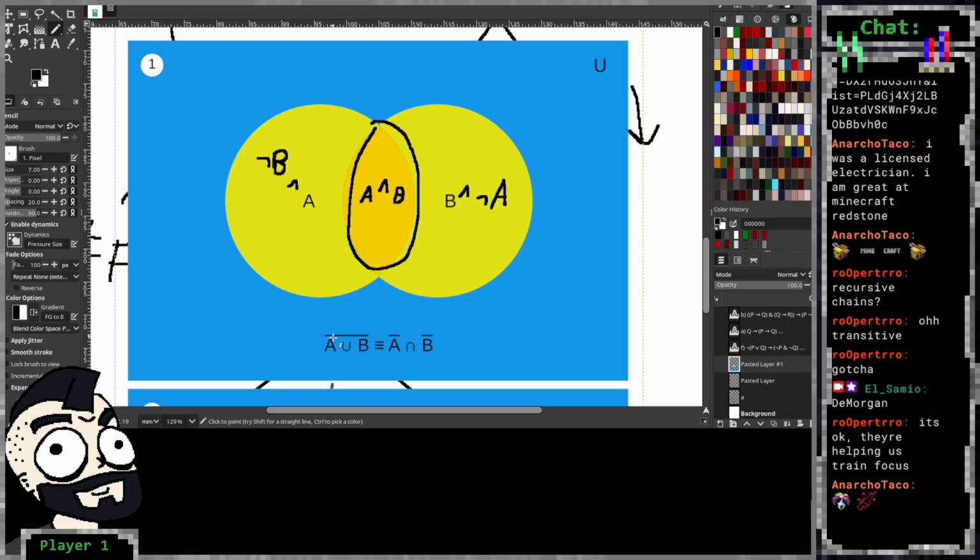So the union of A and B is everything colored, and the negation of that is everything outside. So everything in blue is a negation of A union B. The negation of A is everything outside A, the negation of B is everything outside B, and the intersection of both is, again, everything blue. So De Morgan proved that these two statements, or these two spaces, are the same.